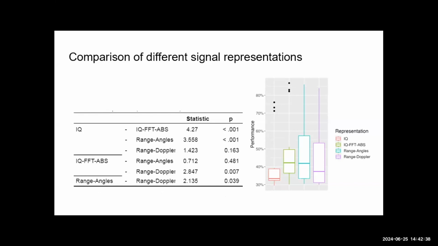Then we performed a significance test to see which signal representation is better or worse, to see whether there's a significant difference between them. And we found that there's a significant difference between IQ and IQ with FFT, and also between range angles and range Doppler. And here you can see how each signal representation performs on the material condition.